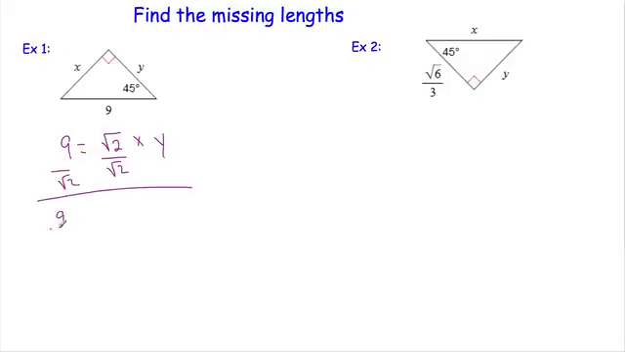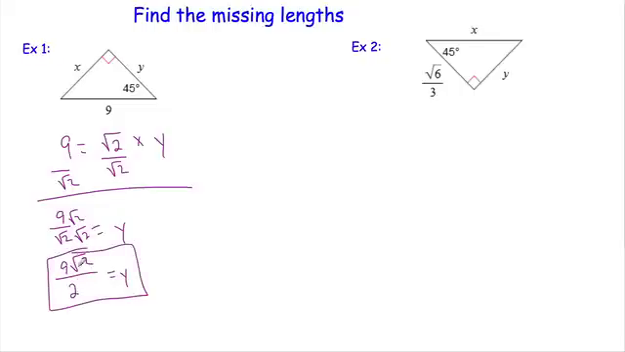So now I know it's 9 over radical 2 equals y. I need to rationalize it. So 9 radical 2 over square root of 2 times square root of 2 is square root of 4, which is 2. Right? There we have it.